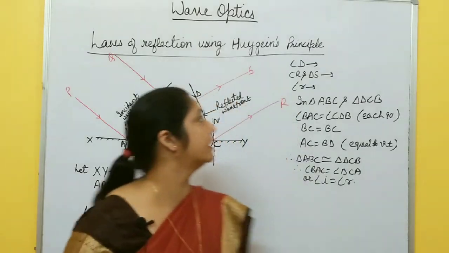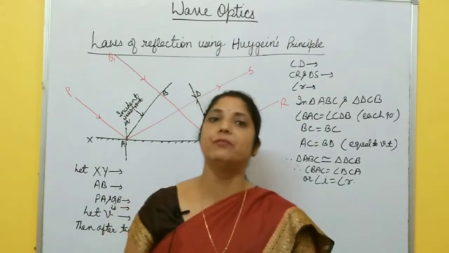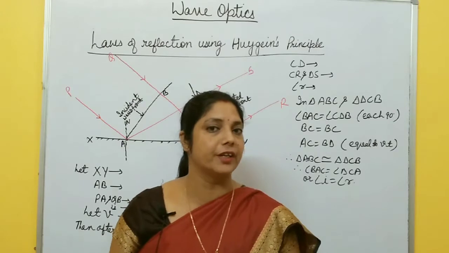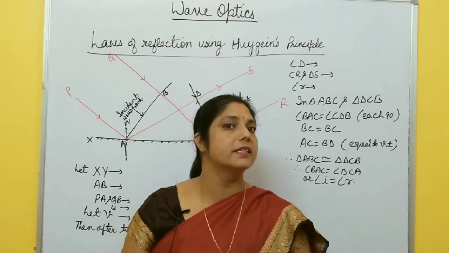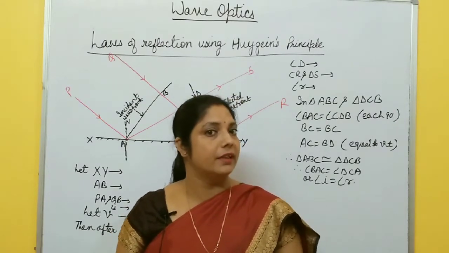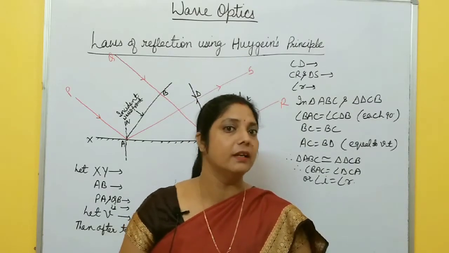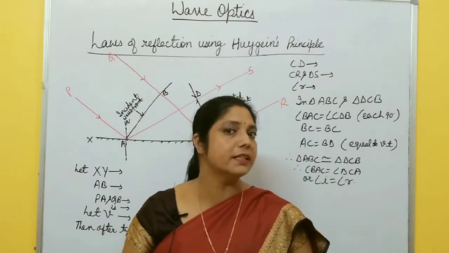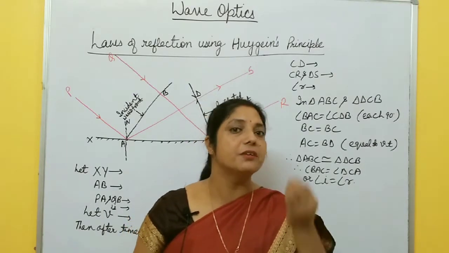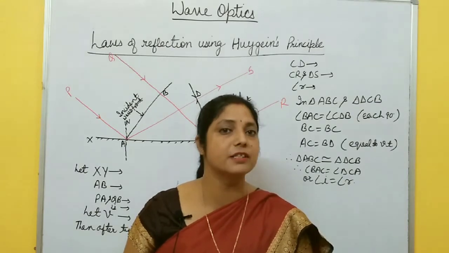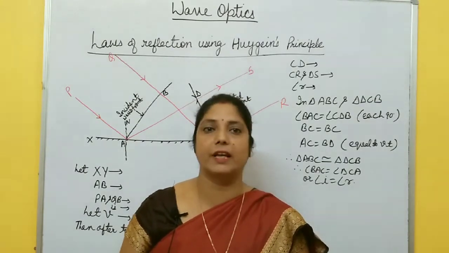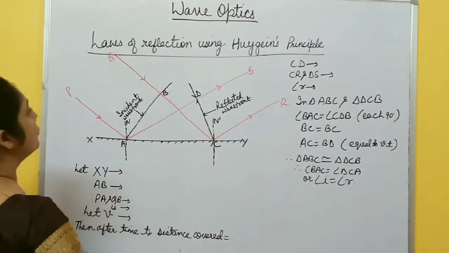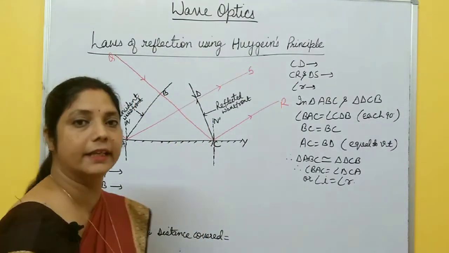Today I am coming with the second part of the chapter Wave Optics. In the previous class, we had discussed wavefront, Huygens' theory, and Huygens' construction. Today, using Huygens' principle, we are going to prove the laws of reflection and refraction. It means today's topic is, using the wave theory of light, Huygens' principle, to prove the laws of reflection and refraction. Okay, so let us start with the first topic: proof of the laws of reflection using Huygens' principle.